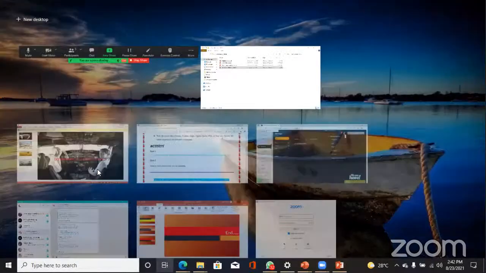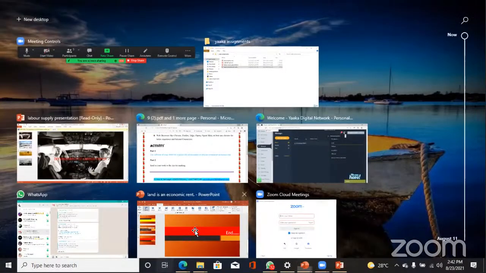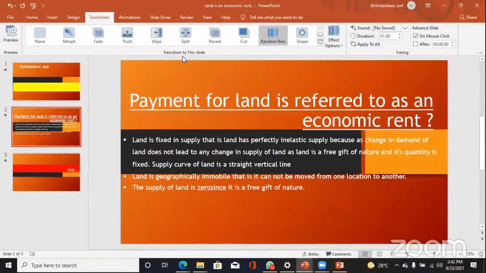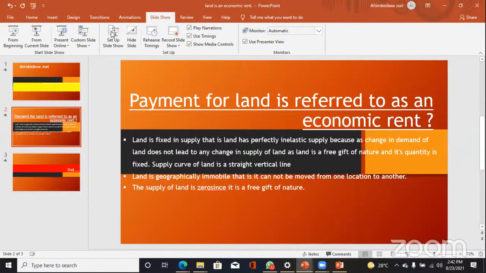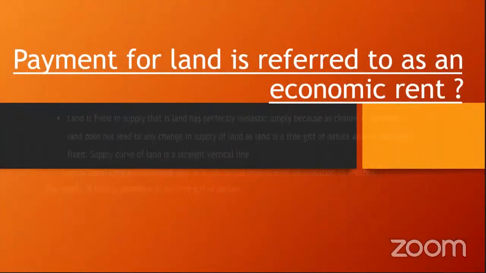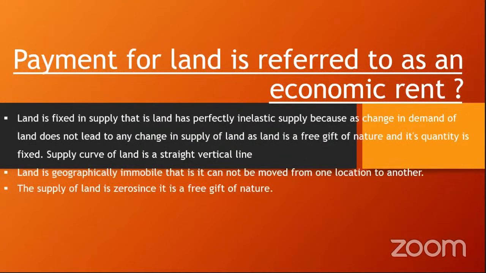Yes, fixed supply. So you find that all the points are characteristics of land. They qualify land to be paid as economic rent because all those features bring it out that you're going to earn income from your land without spending any other expenditure and without any extra effort made for you to attain income from that land.